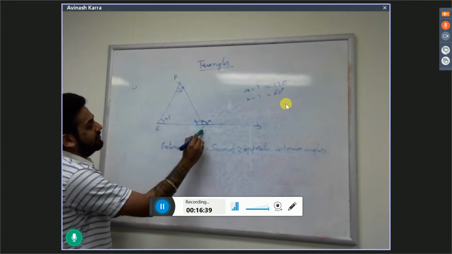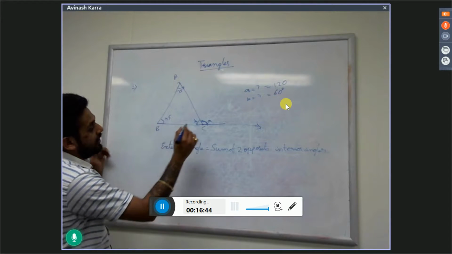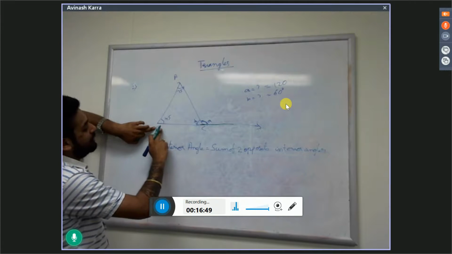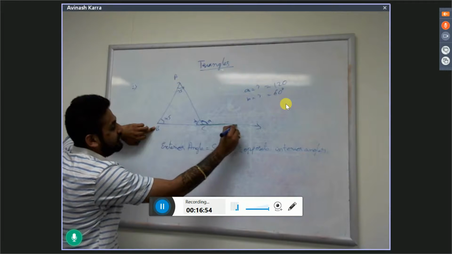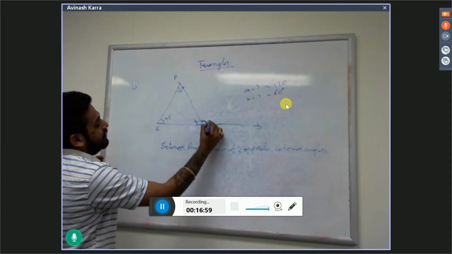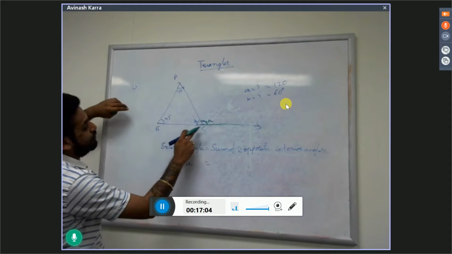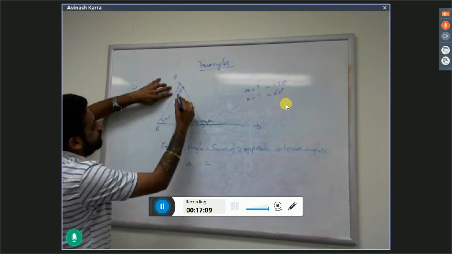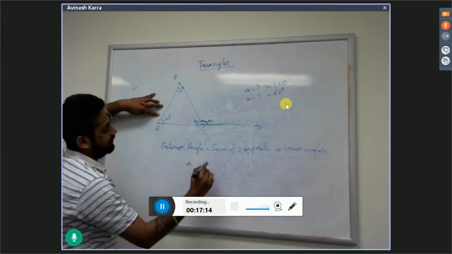See, for example, the exterior angle of C is equal to, it has to be the straight line, okay? Take the line segment BC and BC should be extended. The angle formed because of that, A, will be equal to the sum of two opposite interior angles. What are the opposite interior angles? 75 and 45.